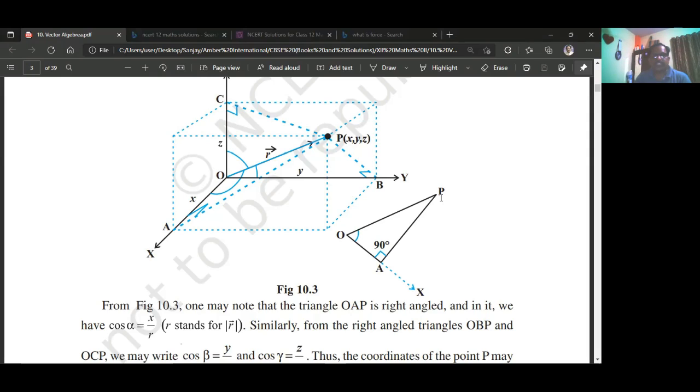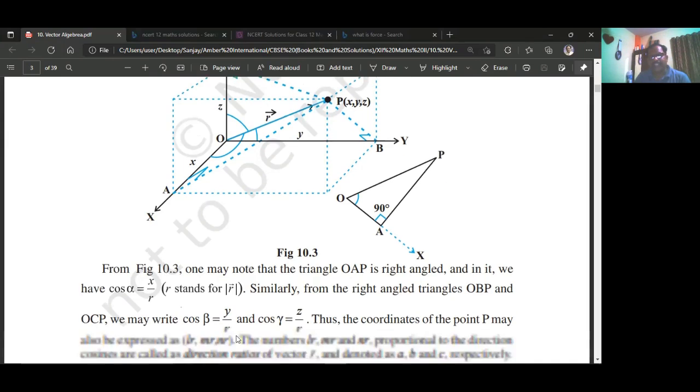OP is the hypotenuse. And what is that hypotenuse OP here? This OP will be simply the vector r bar, so its magnitude will be nothing but r. So we can say cos alpha is x by r, right? So this r stands for the magnitude of vector r bar, that is the distance OP simply.